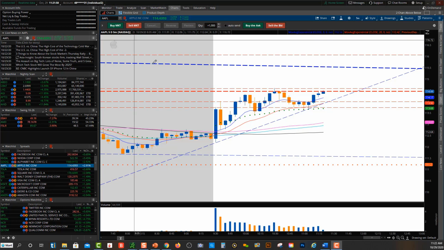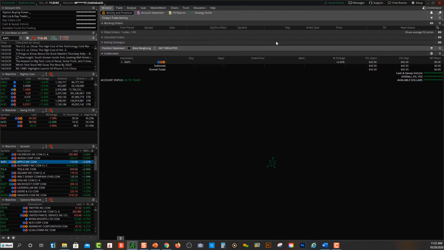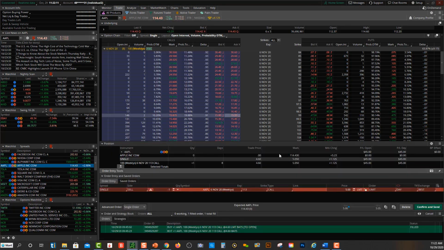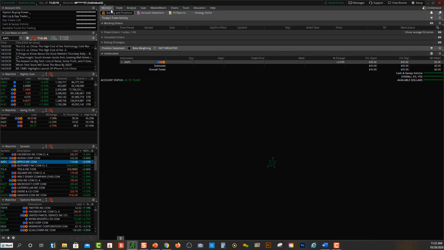If I wanted to close this position, just to show you, I'm not going to close it right now, but if you wanted to close it, all you need to do is go over to your position, right click if you're in TD Ameritrade or whatever your broker is, and then just click sell position. And then I could work the order here. I can confirm and send. I could try to sell it higher. Again, work your orders, but that's how simple it is to close it.